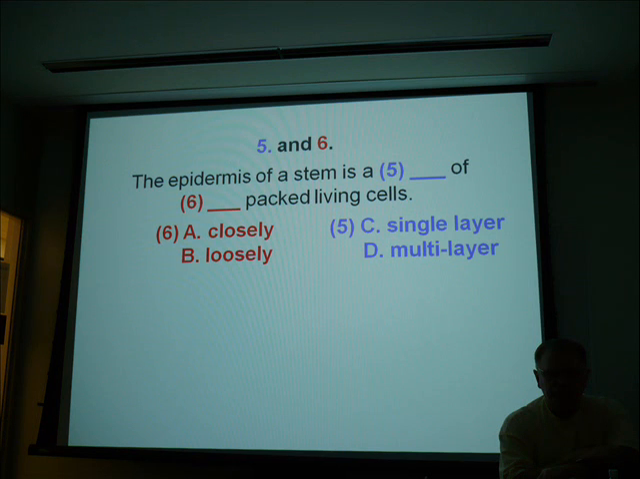Epidermis, would you say it's loosely packed, a single layer or multi-layer? It's only one layer of cells. Are they tight or loose? They're tight. That's what keeps things out. Closely packed. Tight. So it's going to be C and A.